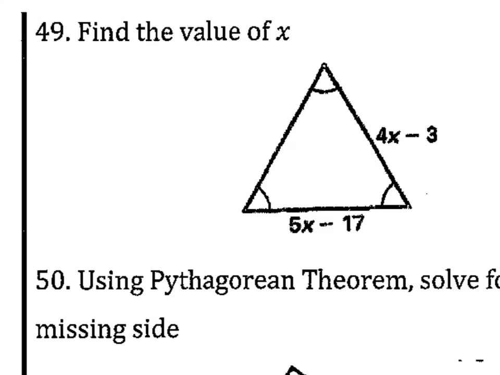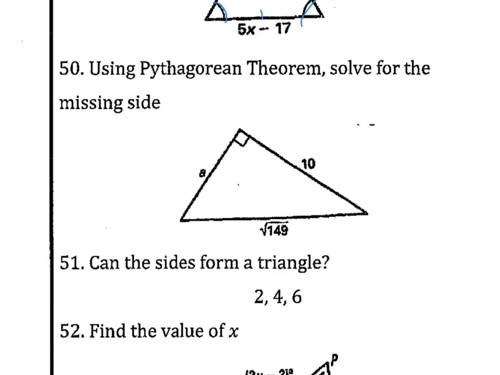In number 49, we want to find the value of x. Now, if all these angles are equal, it also means the sides are all equal, which means if you set this equal to this in an equation, then you can solve for x.